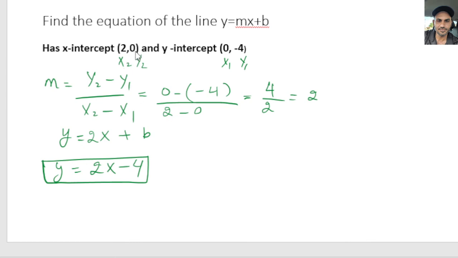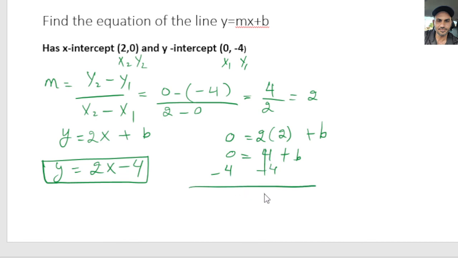But if you want to do it the other way, you plug in one of these points right here. So let's say we plug in 2 and 0. So y is 0 equals 2 and 2 for x plus b. Okay, so 0 equals 4 plus b, and then we solve for b. We subtract 4 from both sides. So you're left with b equals -4, okay, which is the same right here.